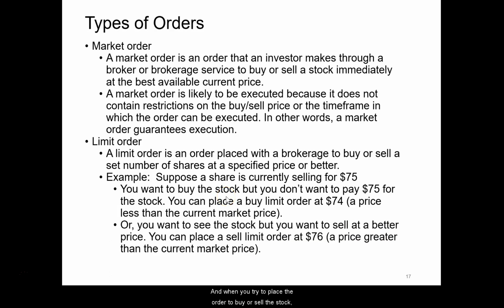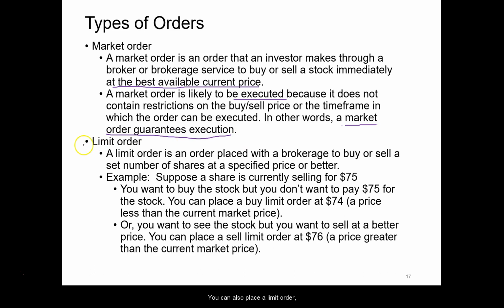And when you try to place an order to buy or sell the stock, there are different types of orders that you can place. We will talk about market order and limit order in this class. Keep in mind there are other orders such as the stop loss order, but in this class we'll just mainly talk about the market order and limit order. A market order is an order that you make to buy or sell a stock immediately at the best available current price at the market. So when you place a market order, your market order is very likely to be executed because it doesn't have any restriction. So a market order guarantees execution.